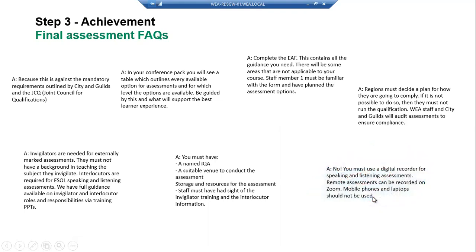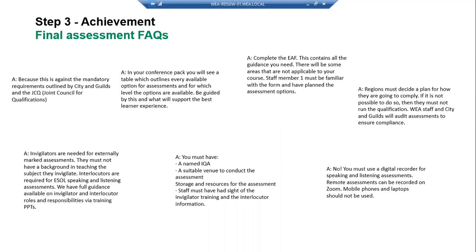It doesn't comply with GDPR. No, it's GDPR, that's right. Regions should have digital recorders available for the speaking and listening assessments. Mobile phones and laptops should not be used. So that's a discussion that needs to be had in regions. If they're not available, they need to be made available.